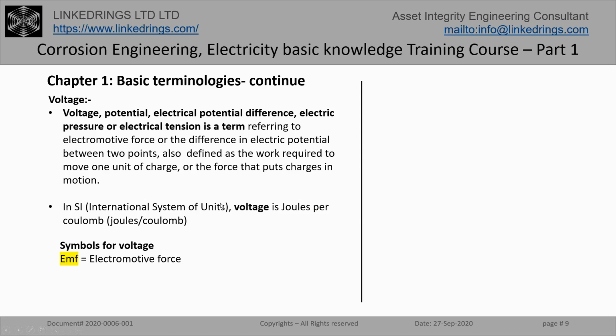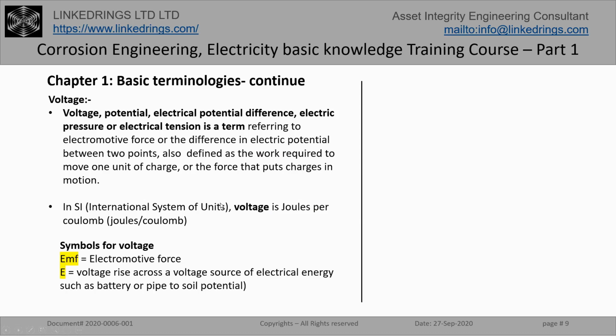For the symbol of the voltage, normally we use 3 symbols: EMF, capital E, and V. EMF is electromotive force. E is for voltage rise, such as when we have a battery or pipe potential. V is used when we have a voltage drop, like when we have a resistance and there is a voltage drop across this resistance. So we use the term V.